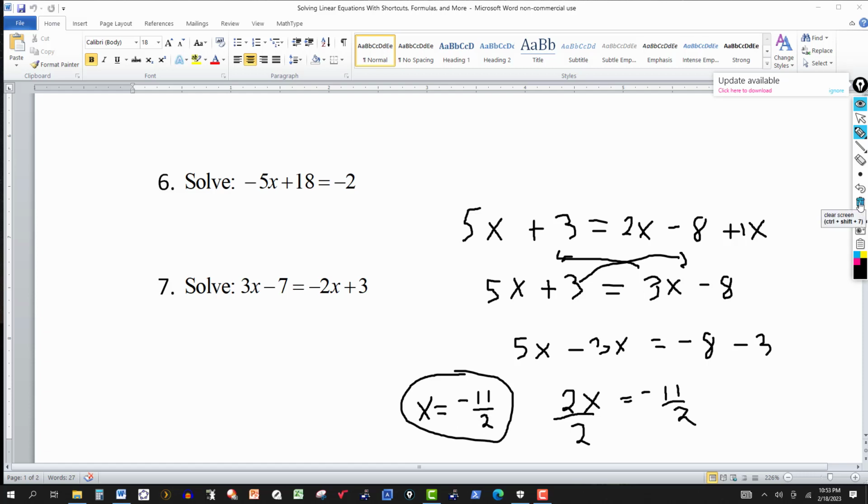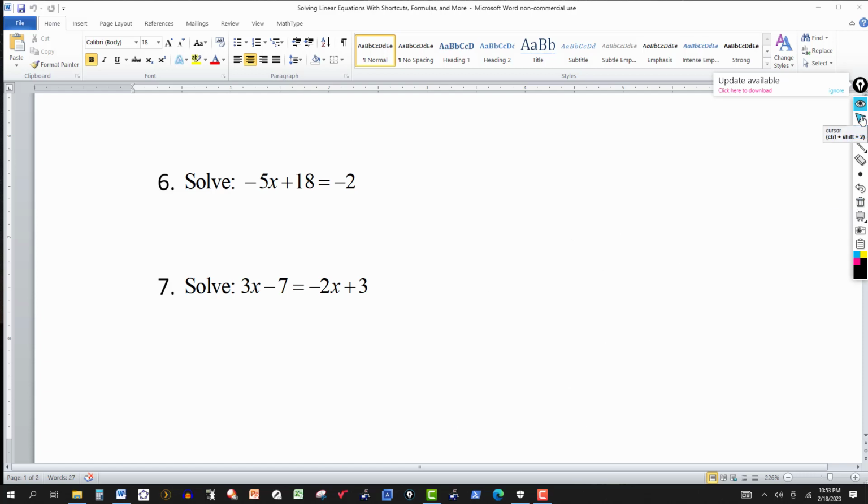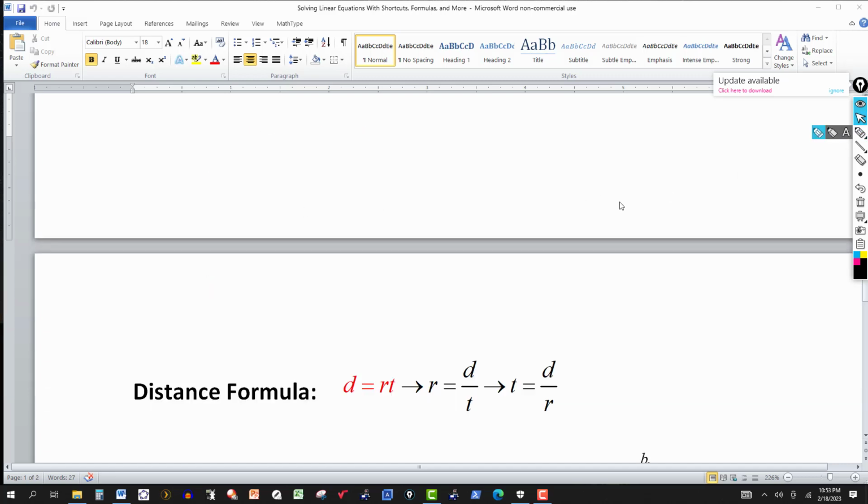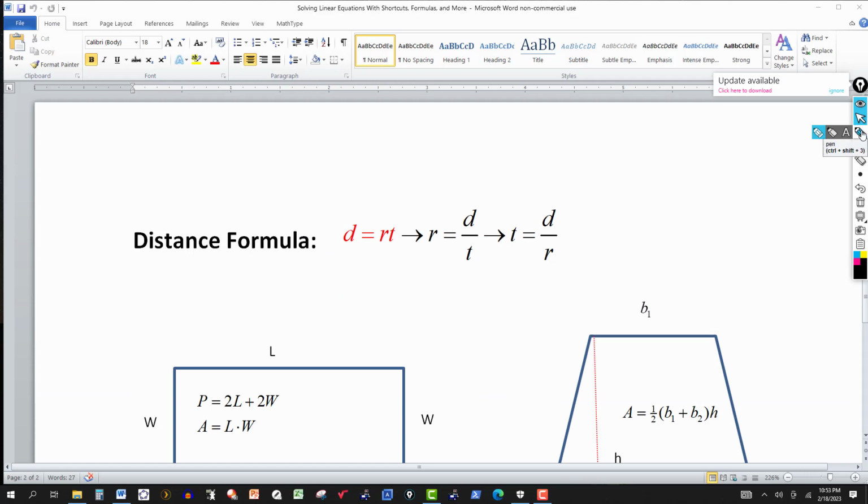Let's clear this. Now in the next section, we're going to look at how you can apply these procedures for solving equations to formulas. Here are some formulas that are going to come up. This is the distance formula. Distance is equal to rate multiplied by the time. So this is telling you that if you know the rate, and think of rate as speed.